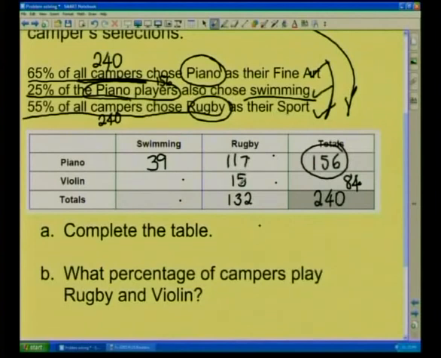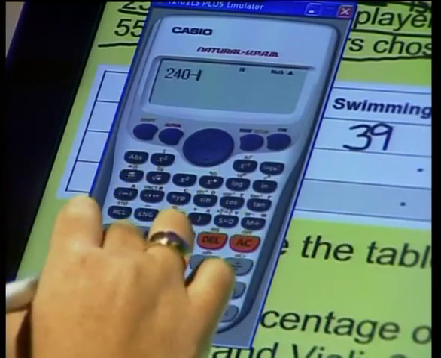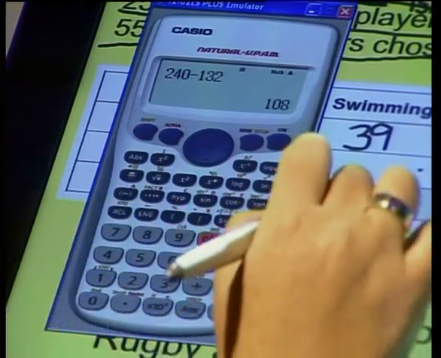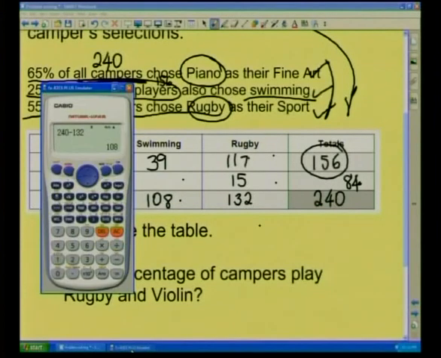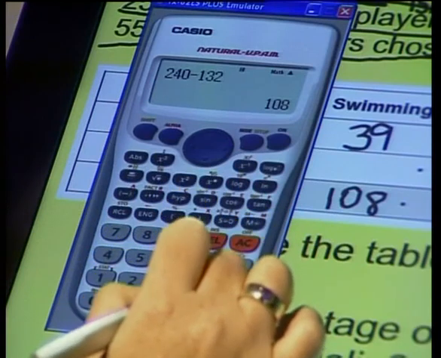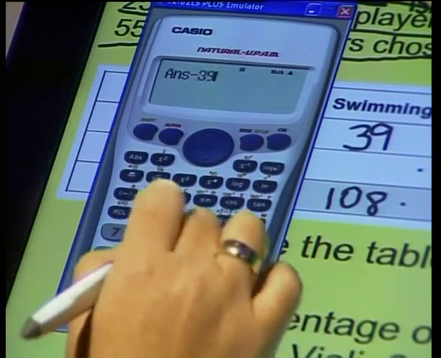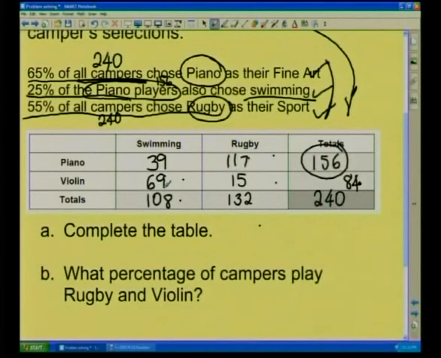To work out the total that did swimming, you'd have to say 240 minus 132, which is 108. And of those 108, 39 swam, so the rest would be doing the violin. So I'm going to take off the 39, and I'm left with 69 playing the violin. And if I add up all these columns, they should add up to the right amounts.